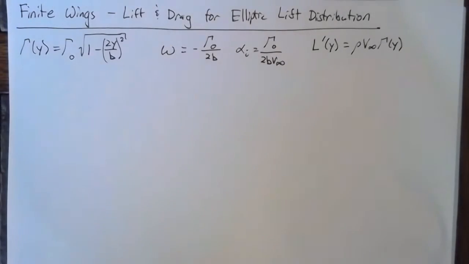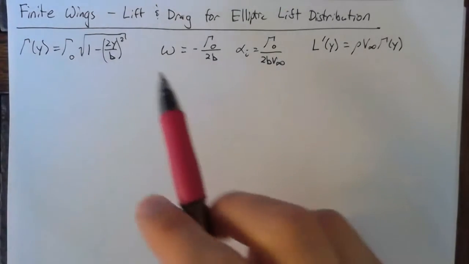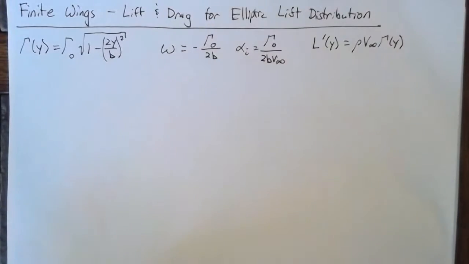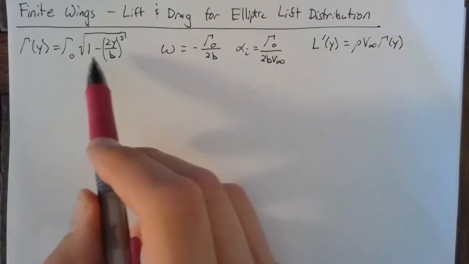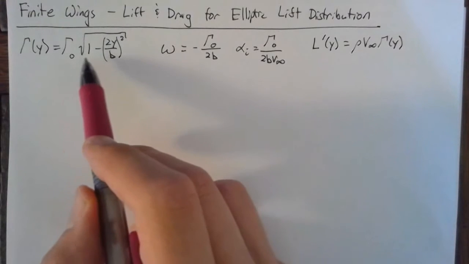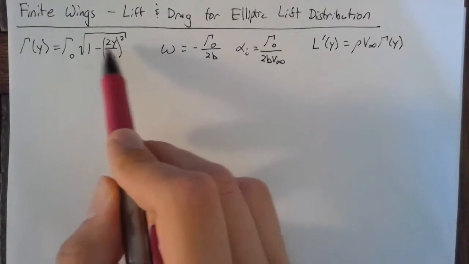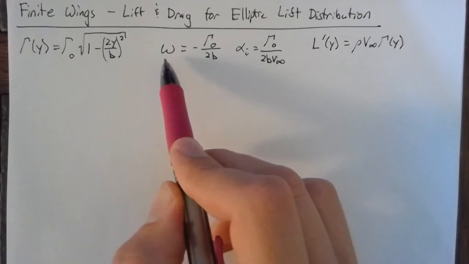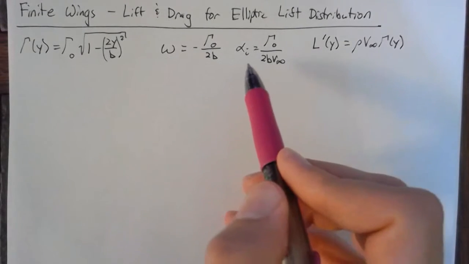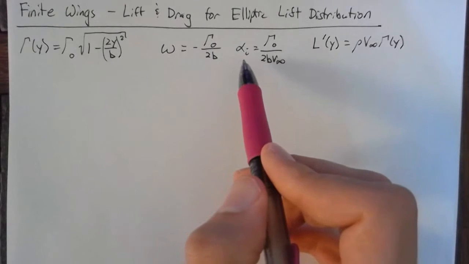Howdy. In this lesson, we're going to be talking about finding the lift and drag over an entire airfoil given an elliptic lift distribution. So in the previous lesson, we started with this elliptic lift distribution, where gamma naught is multiplied by the equation for an ellipse. And we found that the downwash was constant, which means that also the induced angle of attack is constant.